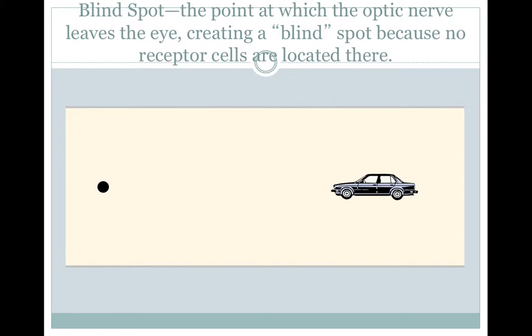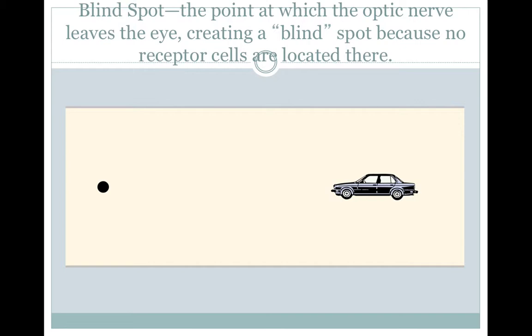The blind spot that we all have is the point where the optic nerve leaves the eye. It creates a blind spot because there aren't any receptor cells located there. But we don't notice blind spots because we have two eyes. And what's in one eye's blind spot, the other eye picks up in their field of vision.